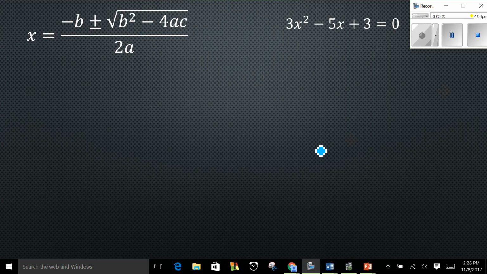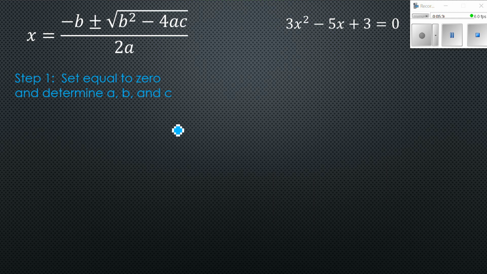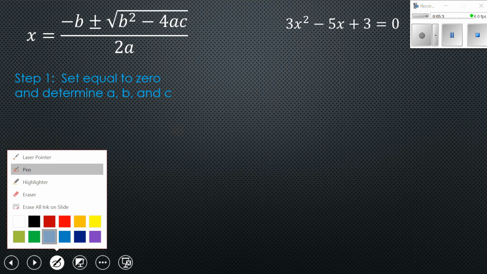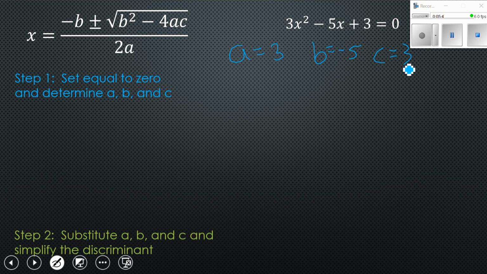Here's our complex numbers example, and again, we're going to start with the same steps that we used last time. Set equal to 0 and determine a, b, and c. You notice here it's already set equal to 0, so that part's done. We just need to determine a, b, and c. So we have a equals 3, b equals negative 5, and c equals 3. We're ready to move on to step 2.